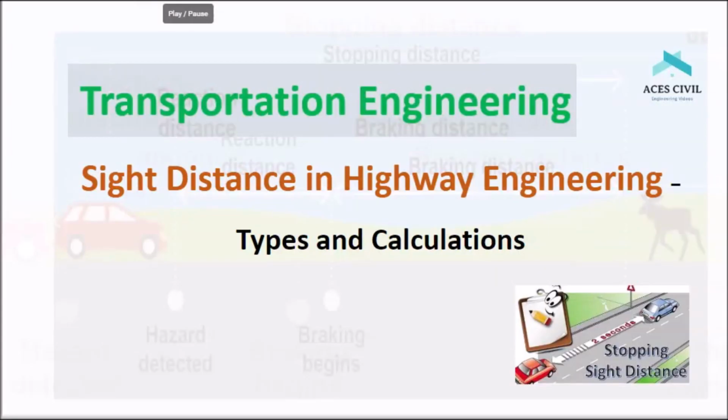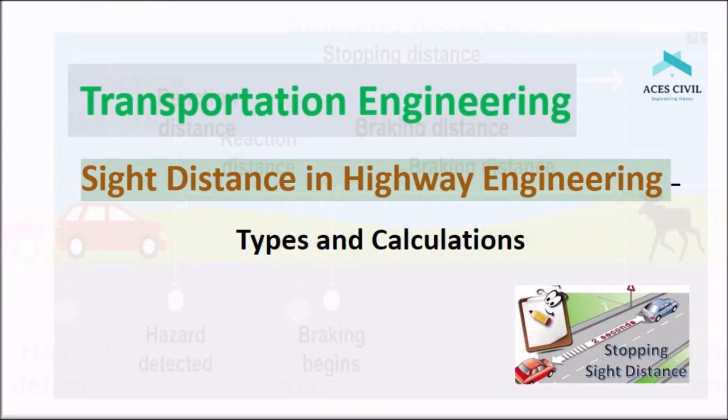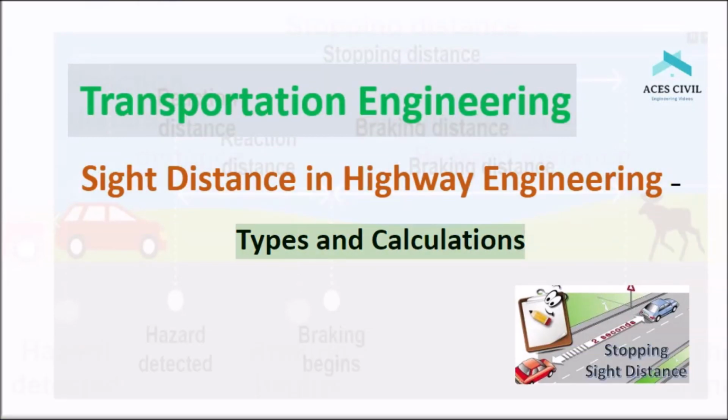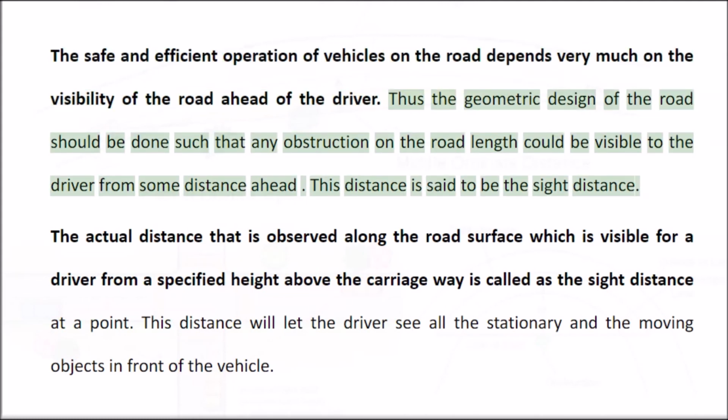In today's video we are going to discuss sight distance in highway engineering, types and calculations. The safe and efficient operation of vehicles on the road depends very much on the visibility of the road ahead of the driver. Thus the geometric design of the road should be done such that any obstruction on the road length could be visible to the driver from some distance ahead. This distance is said to be the sight distance.